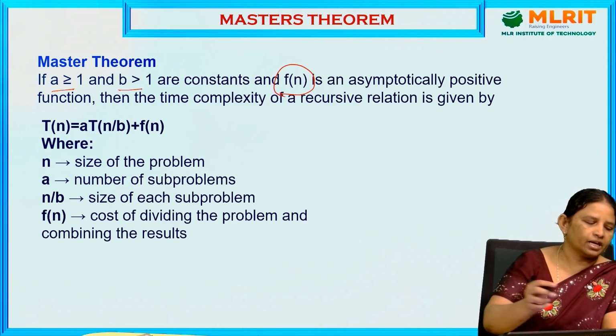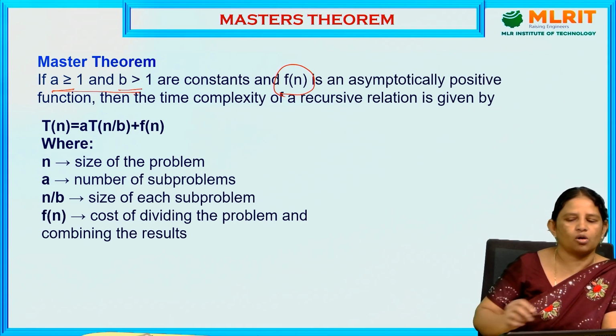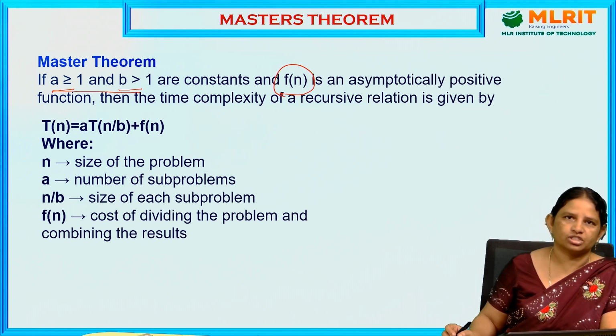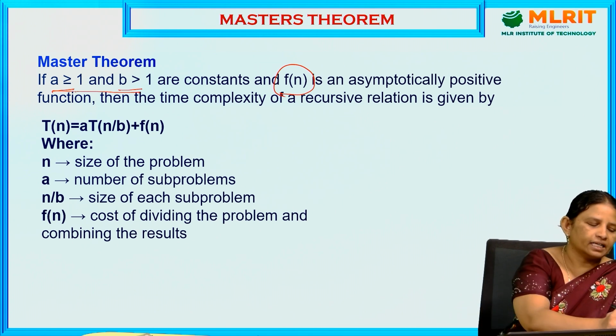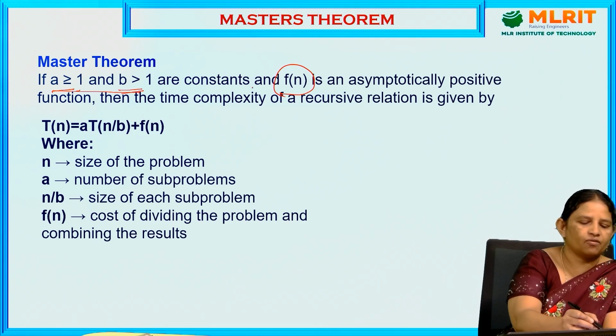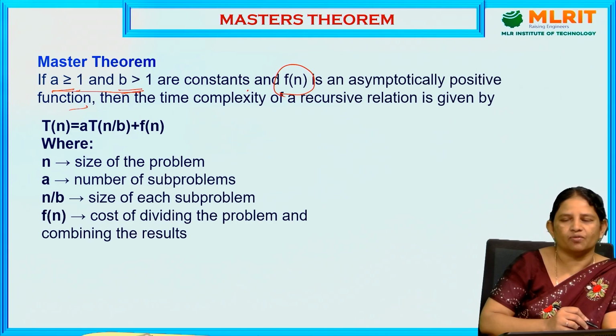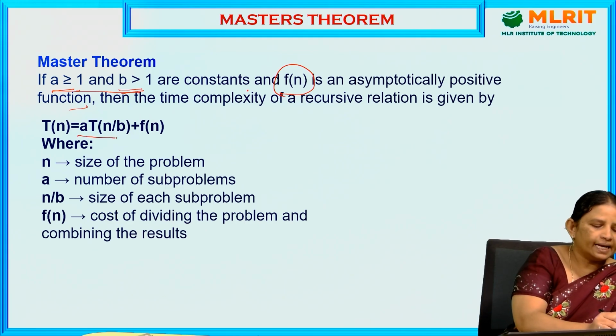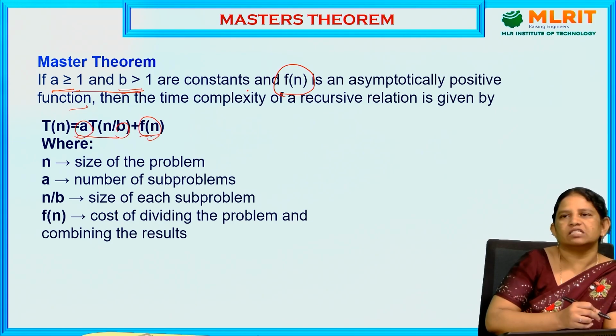So remember, a and b both are constant and positive numbers. So a is greater than or equal to 1, b is greater than 1, both are constants, and f of n is a positive function. Then the time complexity of the recurrence relation is given as T of n equals a T of n by b plus f of n. a and b are constants, f of n is an asymptotic function.